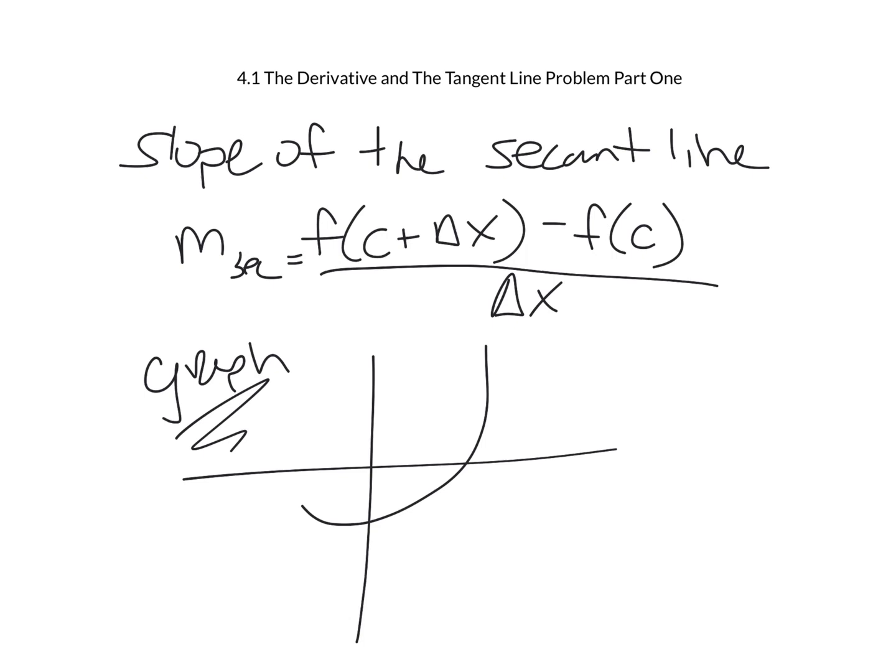All right, 4.1, derivative and the tangent line problem, part 1. So we divided this section into two to make our lives a little easier. And we're going to start with something called the slope of the secant line.